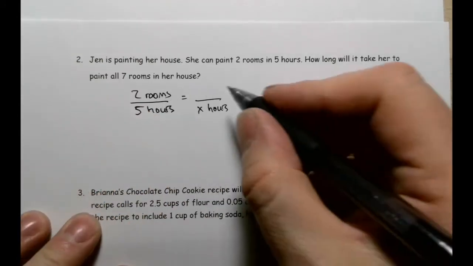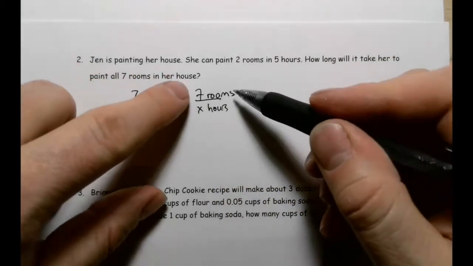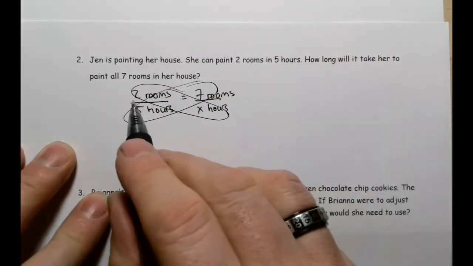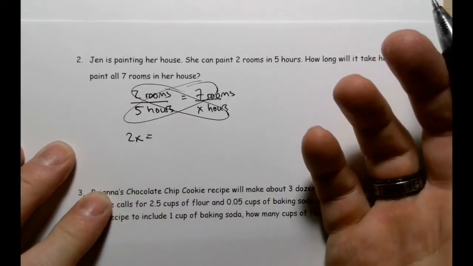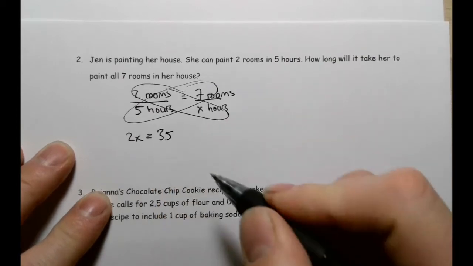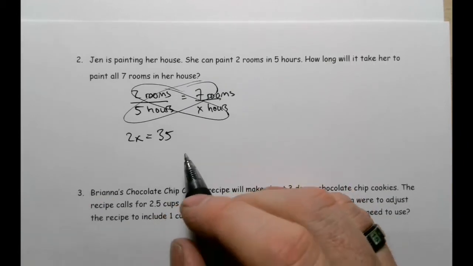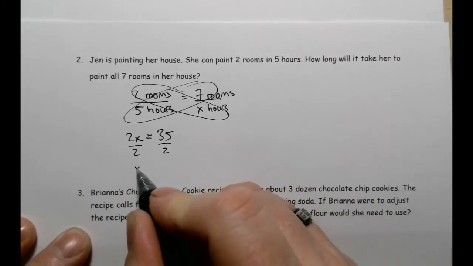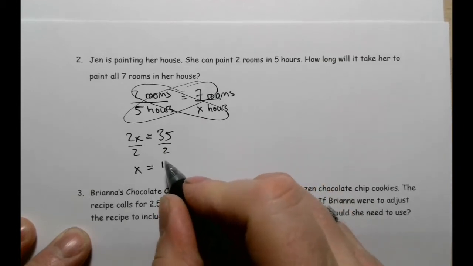So now we cross multiply. 2 times X is 2 times X, because I don't know what the X is, I can't do anything about that. 5 times 7 is going to be 35. Now I'm going to take both sides and divide by 2. On the left-hand side, the 2's cancel, so we get X, and remember, X hours, those are the units. And 35 divided by 2 is 17.5 hours. So we would expect that it would take 17 and a half hours for her to paint all 7 rooms.